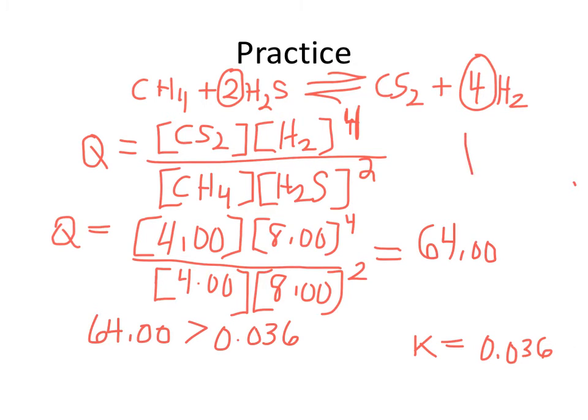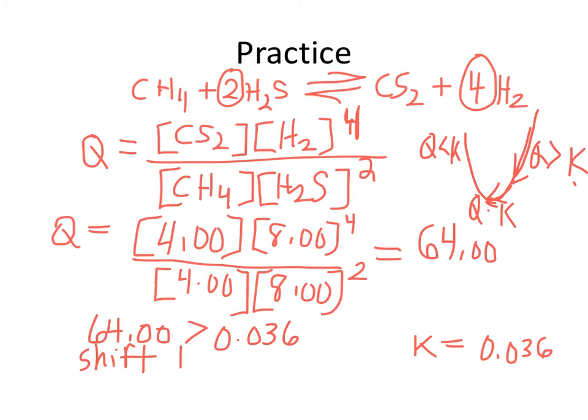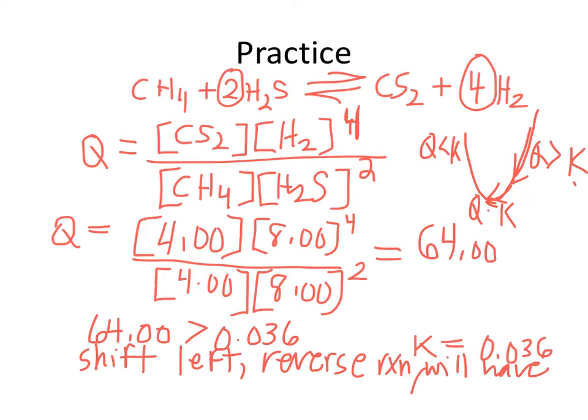So if we go back to our chart, Q is less than K, Q is equal to K, Q is greater than K, then what we see is the reaction is going to have to shift to the left. So the reaction will shift left. In other words, the reverse reaction will be favored because we have too many products right now. Okay.